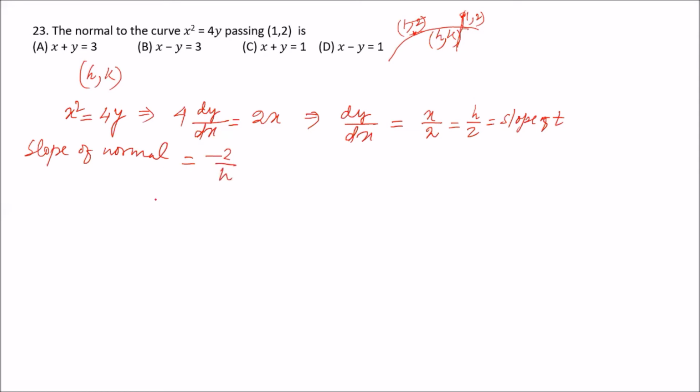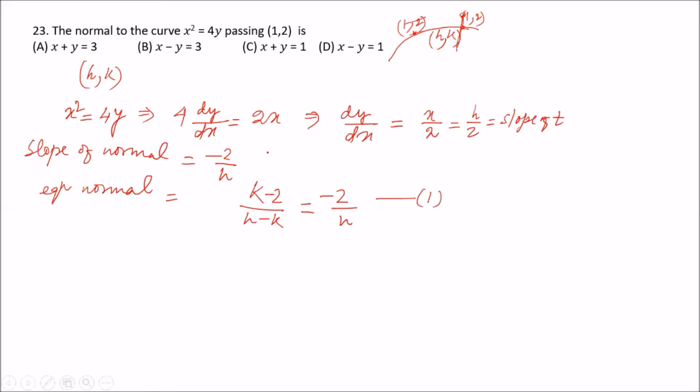Next I'll get the equation to the normal. What will be the equation to the normal? Equation to normal will be (k minus 2) upon (h minus k) can be written as minus 2 by h. Or I can get the normal slope is equal to (k minus 2) upon... y2 minus y1 upon x2 minus x1 is equal to this. So this gives me one equation in h and k.